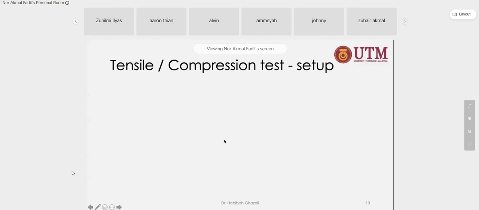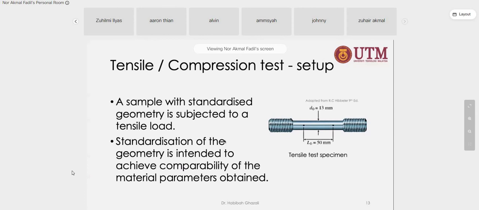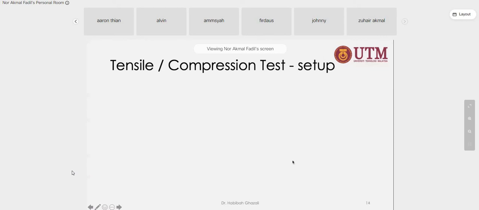So, the setup is like this. A sample with a standard geometry. You need to follow the standard, whether British standard or American standard. So this is a specimen size where you have a gauge length here, the original length, and over the deformation during the tensile test, you can measure the elongation before break. So this is a standard geometry.